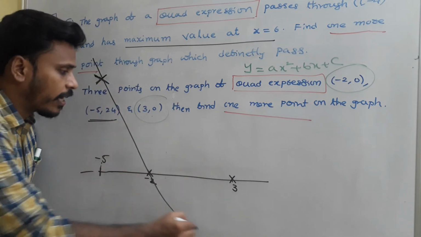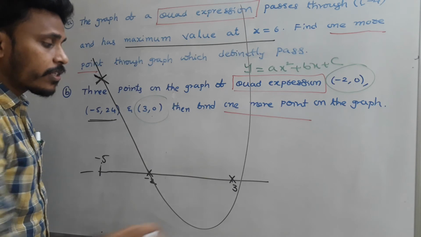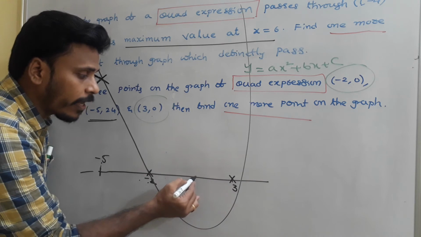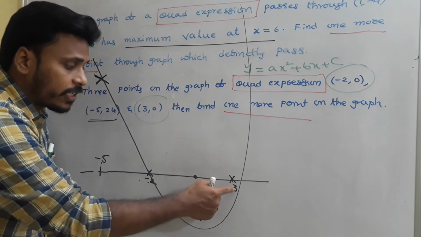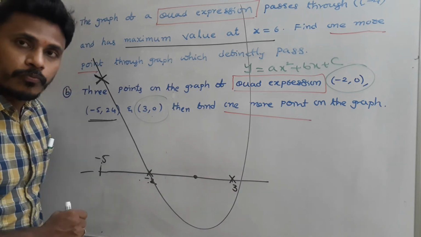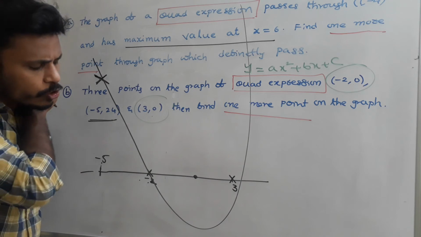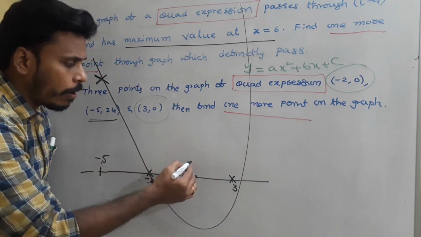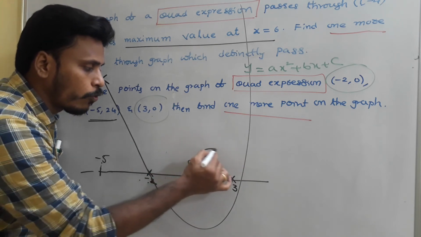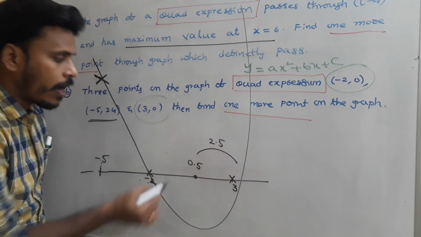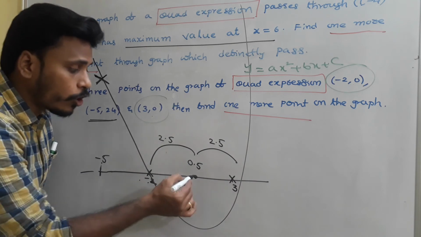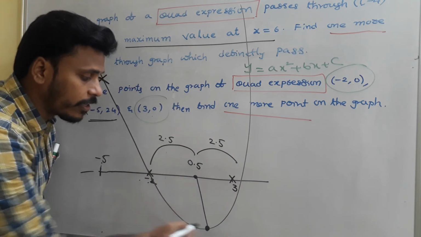That indicates that maybe the graph is like this. Since the graph has zeros at minus 2 and 3, what is the midpoint of minus 2 and 3? The distance between these two is how much? 5 units, right? And the midpoint of these two, how can we decide? 3 minus 1 by 2, that is, 0.5 is the midpoint. From 0.5, if you move 2.5 units, you will get 3. And again from 0.5, if you move 2.5 units to the left side, you will get minus 2. So at this 0.5, for sure you will get the minimum value.